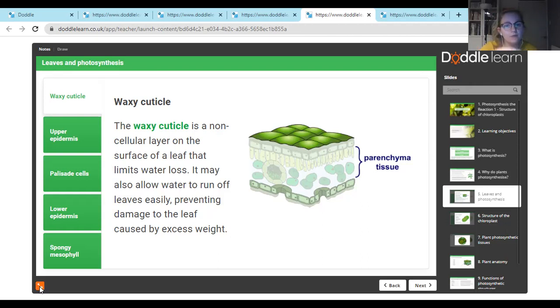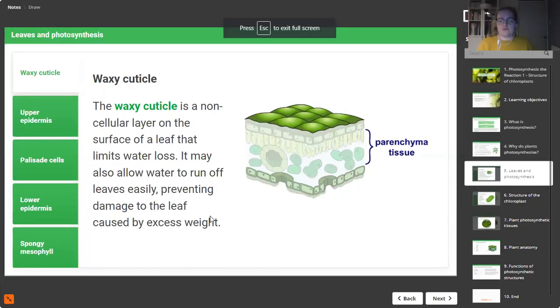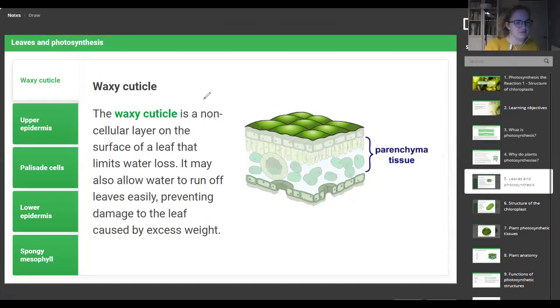So quickly go through the different layers of the leaf. Won't really here at this point be anything massively new to you, but we'll go through each of the layers from the top to the bottom. I say from top to bottom, it's not actually necessarily following that exactly. So first layer that we always refer to is this top layer, and it's not actually a cellular layer. This top layer is called the waxy cuticle. So this area is the waxy cuticle, and it is a non-cellular layer, and it's on the surface of the leaf.